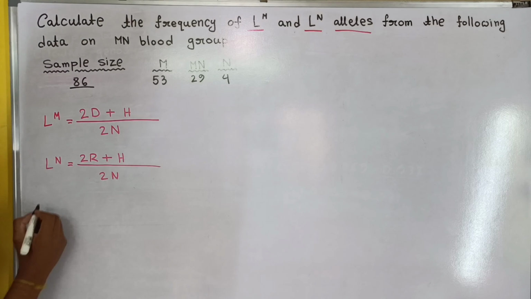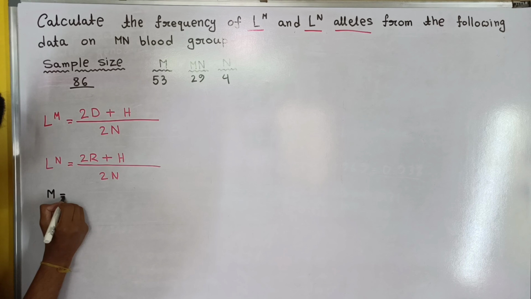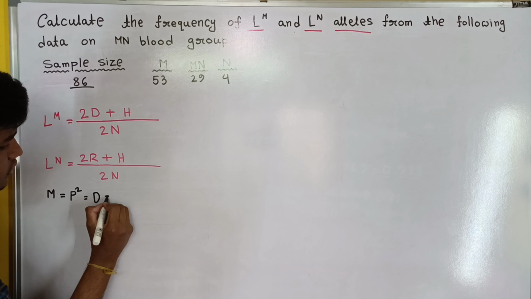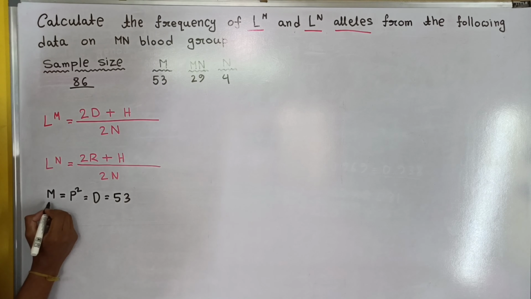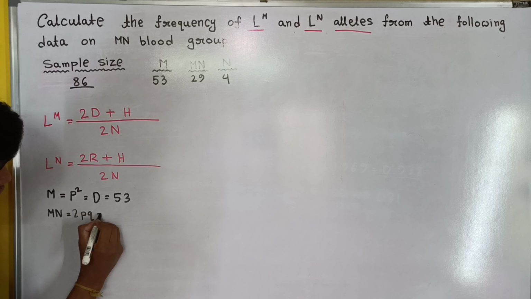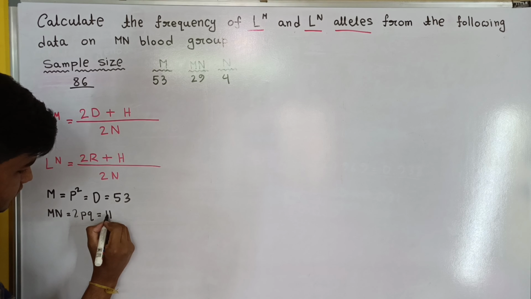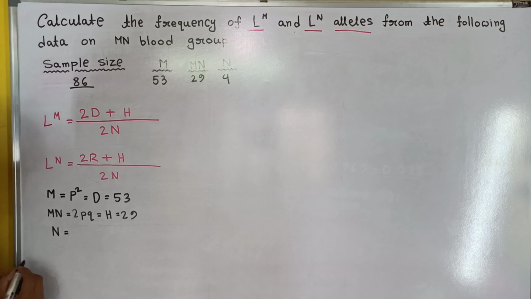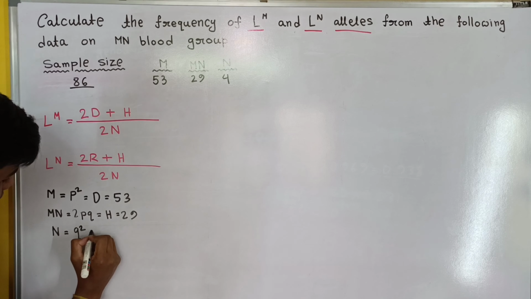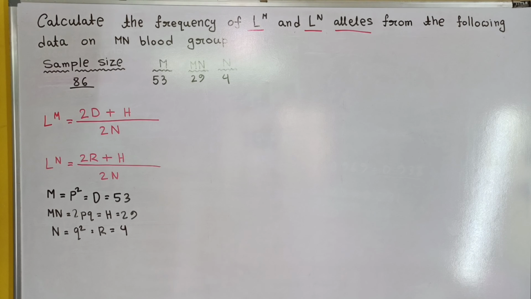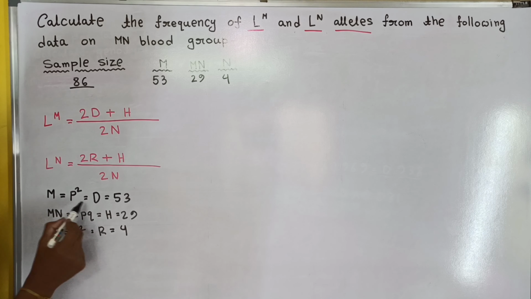So we can write the frequency of M equals P square, which is represented as D, which is 53. MN is 2PQ, which is represented as H, which is 29. And N is denoted by Q square, and it is represented as R, which is 4. You can write down this formula in your notebook so that it will be easy for you. So these are the values, and this is how we can represent them.